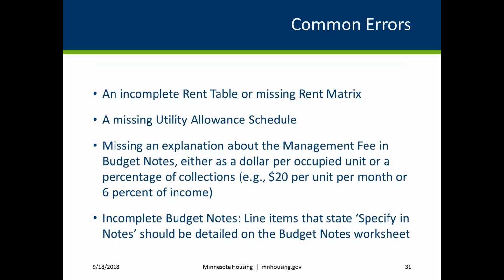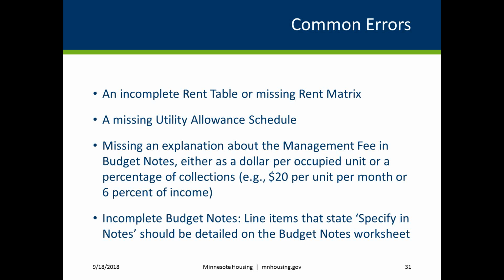Here are some common errors that agency staff have seen. For developments with or without rental assistance, remember to complete the rent table. If you choose to use manual gross potential rent, then remember to submit the rent matrix. You can use Minnesota Housing's template or an internal one. Remember to indicate on the rent table what funding programs apply to which units. Finally, remember to submit a utility allowance schedule.